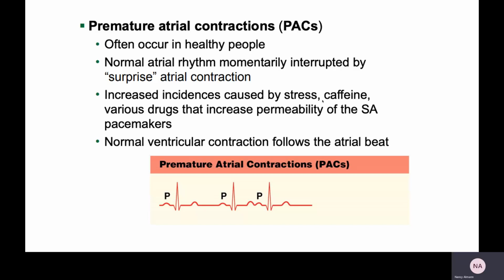Premature atrial contractions occur relatively frequently in healthy people. They're sort of a surprise atrial contraction. Their incidence can be increased if you are stressed, if you're drinking a lot of caffeine, or if you're taking certain drugs that are going to increase permeability of these sinoatrial pacemakers. And normal ventricular contraction will follow that atrial beat.